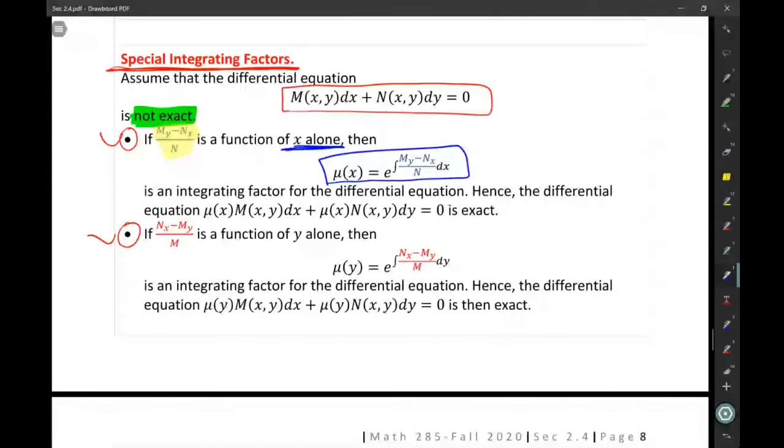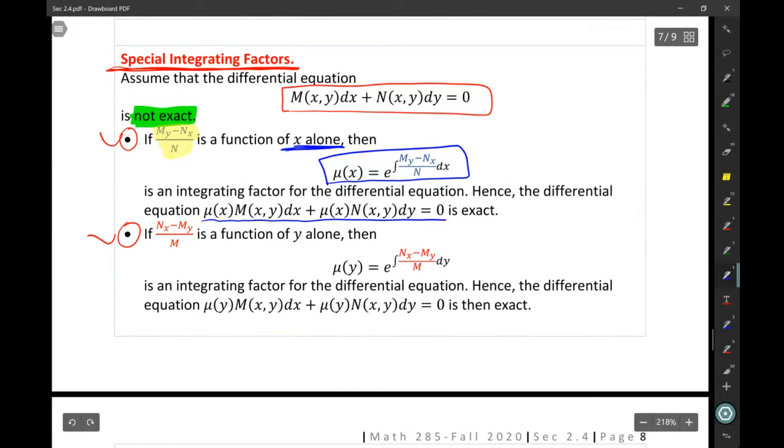In this case, if you multiplied your differential equation by this integrating factor, it becomes exact.